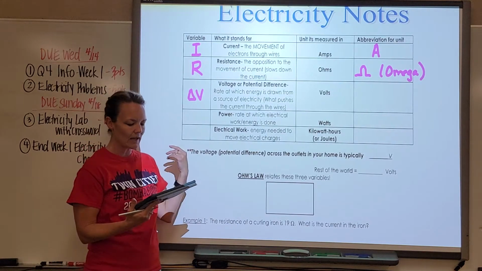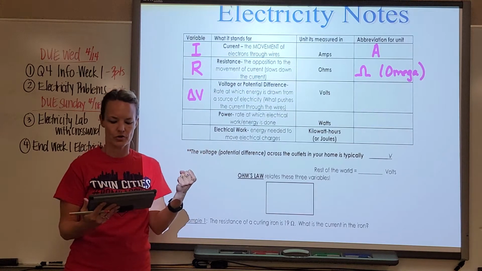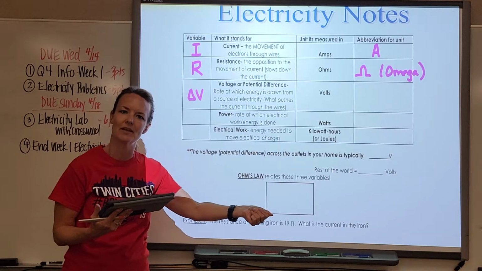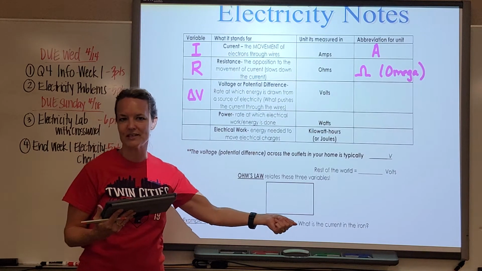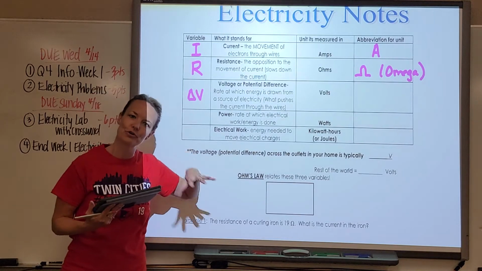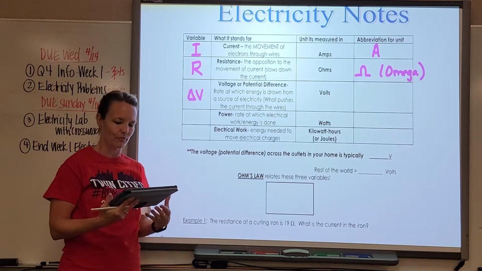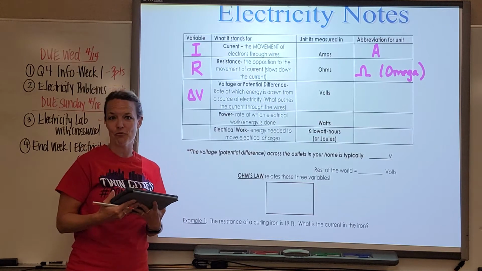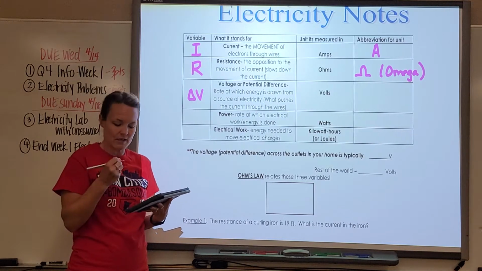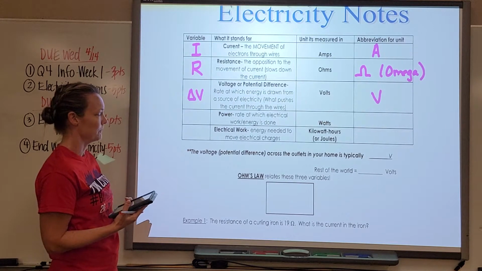And it's the rate at which energy is drawn from a source of electricity. It's what pushes the current through the wires. When you plug something in, you are getting a voltage for that object, and that is what pushes that electricity. It's what gets those molecules moving and causes them to start flowing. It is measured in volts. That's great. It's voltage, it's measured in volts, and it's abbreviated with a capital V.